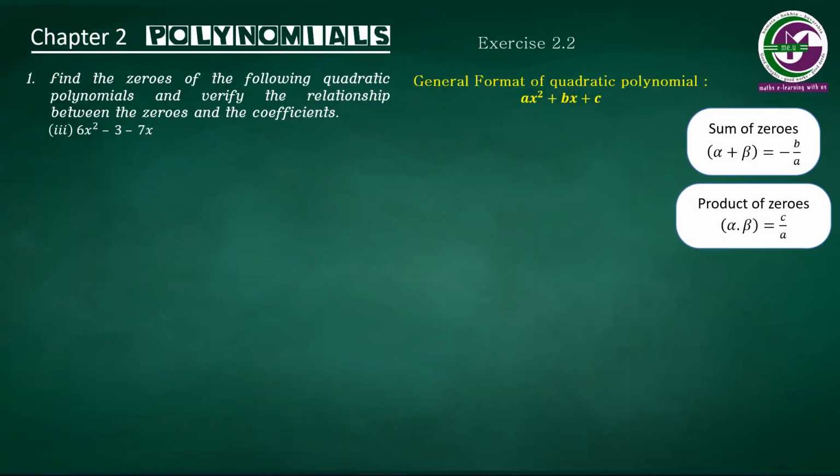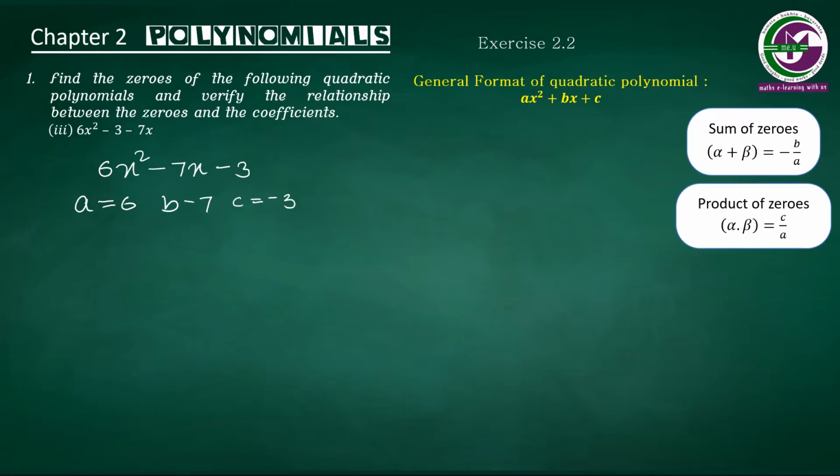Now the third sub question, 6x square minus 3 minus 7x. Here you can see that it is not given in the general format or standard form, because the first term is x square, the second term is not the x term, the third term is the x term. So we need to change it into the standard form first. Before that, you should not write the values of a, b, c. The standard form is 6x square minus 7x, the x term second, and minus 3, the constant term. Now we can find the values of a, b, c. So a is the coefficient of x square, that is 6, b is the coefficient of x, that is minus 7, and c is the constant term, that is minus 3.